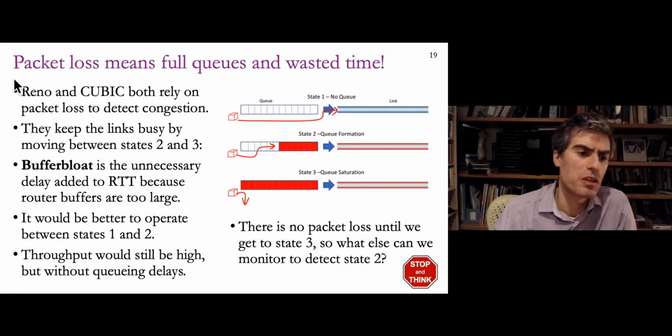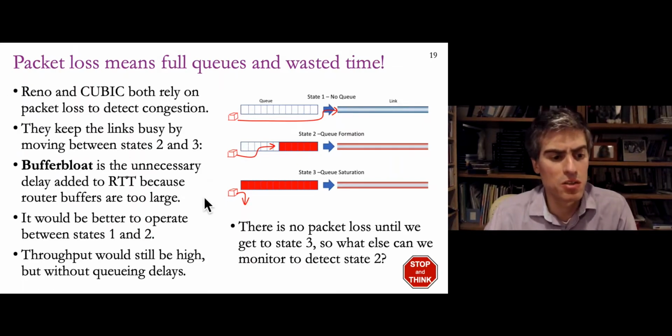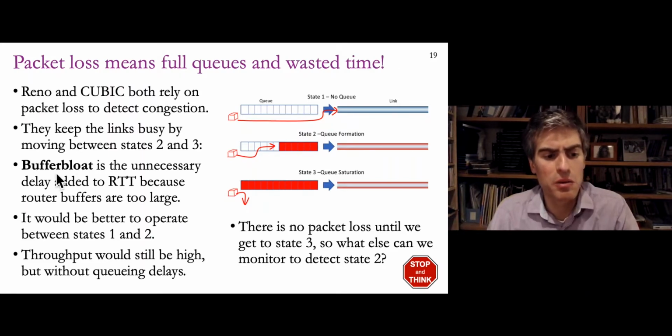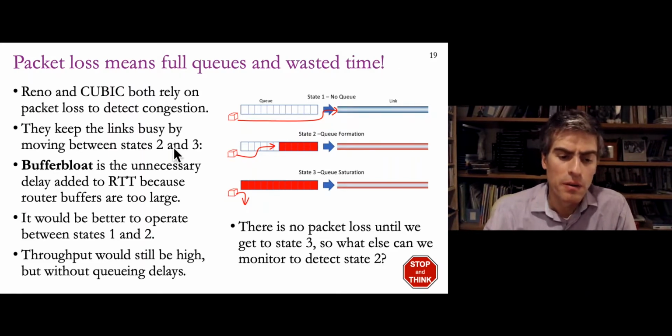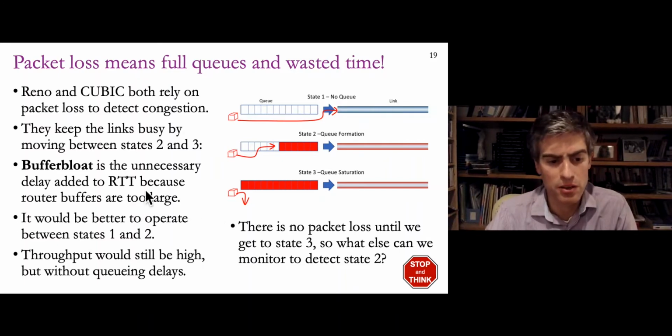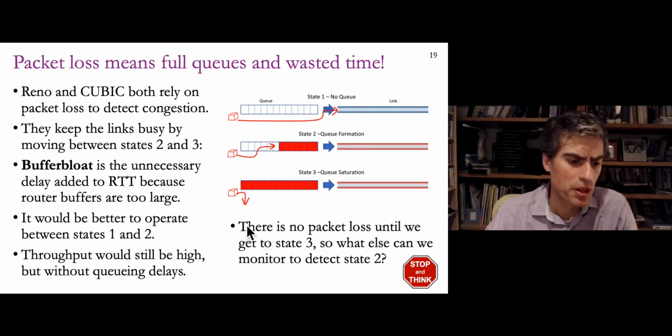So if we're using Reno or Cubic or any one of those packet loss-based congestion control algorithms, we're going to be keeping the queues pretty full. And we can call that buffer bloat, is the term you might hear in the networking research community for unnecessary delay in your networking, in your communication, because router buffers are too large and they're too full. So you're increasing your round trip time because you're keeping your queues full.